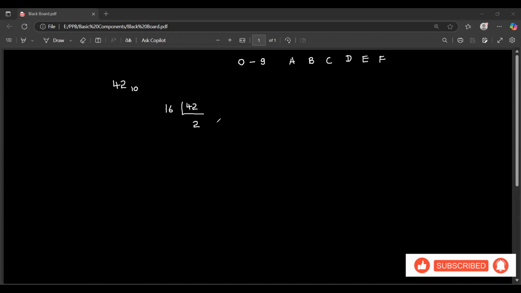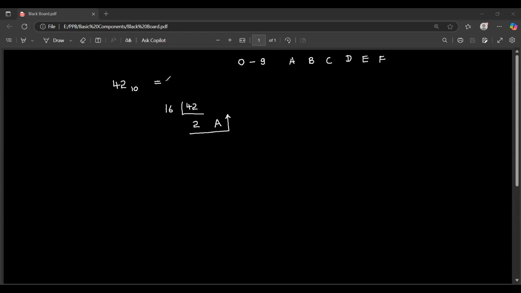Well, we can't write down 10. We have to say A. So it will be 2A to the base 16.